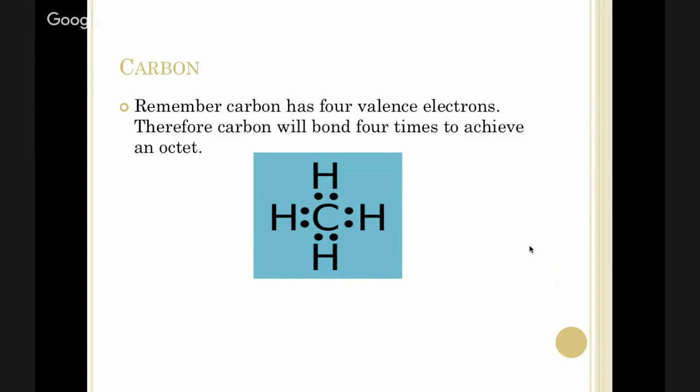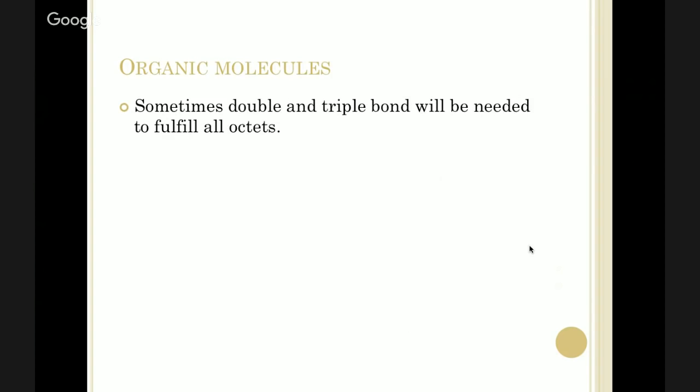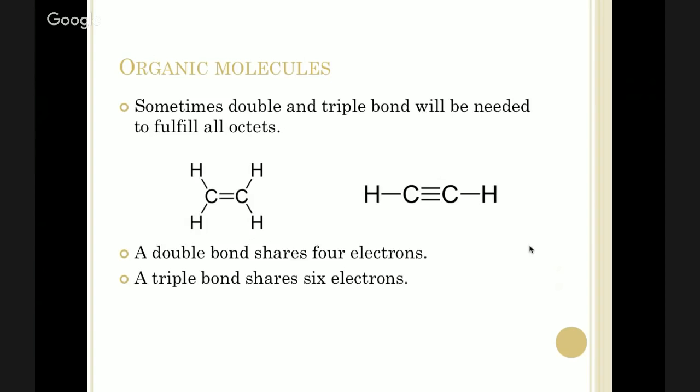So this is what our simplest hydrocarbon will look like, methane. Each of the dots represents a valence electron that carbon and hydrogen added to the bond to form 4 nonpolar covalent bonds. Each of those bonds is 2 electrons, 1 from the carbon and 1 from the hydrogen. Sometimes double and triple bonds might be needed to fulfill the octets, so you'll see things like ethene, the double bond sharing 4 electrons, or ethyne, a triple bond sharing 6 electrons.